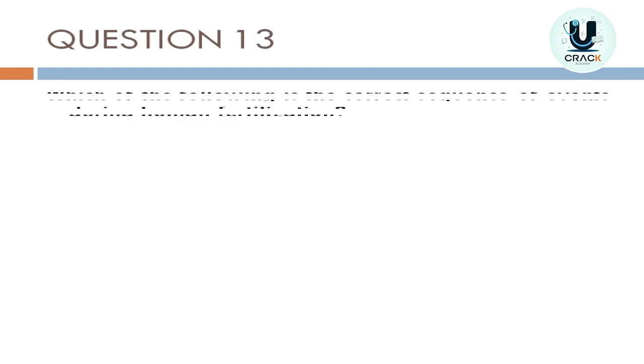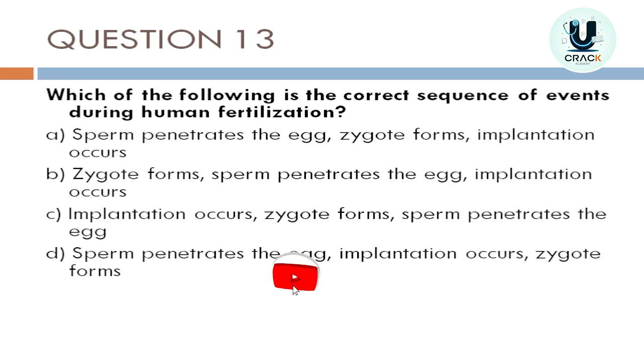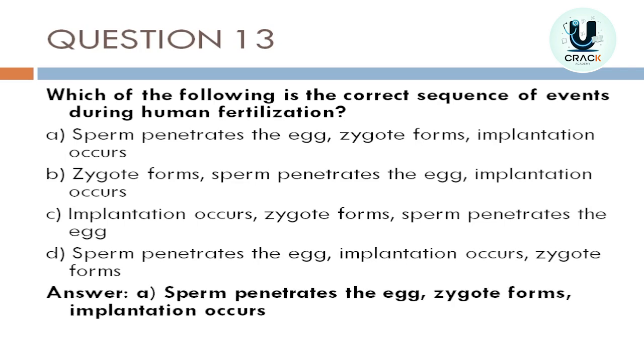Question number 13. Which of the following is the correct sequence of events during human fertilization? A. Sperm penetrates the egg, zygote forms, implantation occurs. B. Zygote forms, sperm penetrates the egg, implantation occurs. C. Implantation occurs, zygote forms, sperm penetrates the egg. D. Sperm penetrates the egg, implantation occurs, zygote forms. Answer: sperm penetrates the egg, zygote forms, implantation occurs.